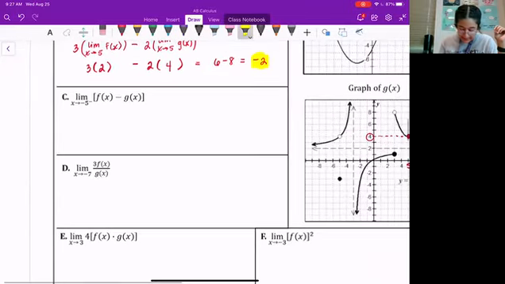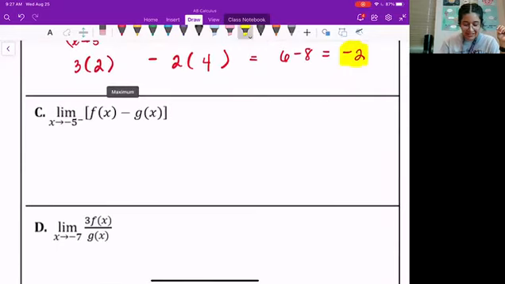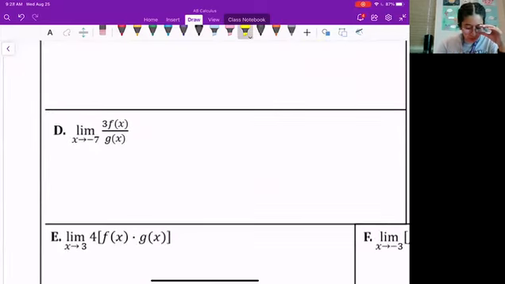Okay, I'm going to skip around a little bit here. Letter C is a lot like the one we just did, so I'm going to go to letter D. So we're doing the limit as x approaches -7 for 3 times f of x over g of x. Again, I want to make my limits look as simple as possible. I can find the limit as x approaches -7 for f and as x approaches -7 for g, and I'm going to use my properties to rewrite this.